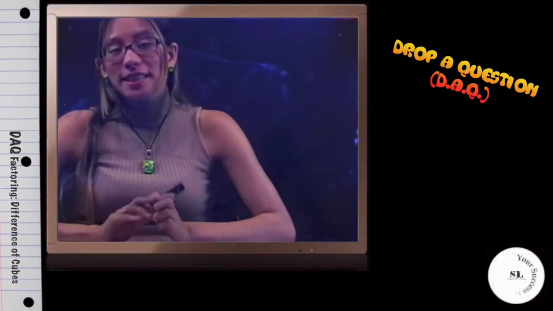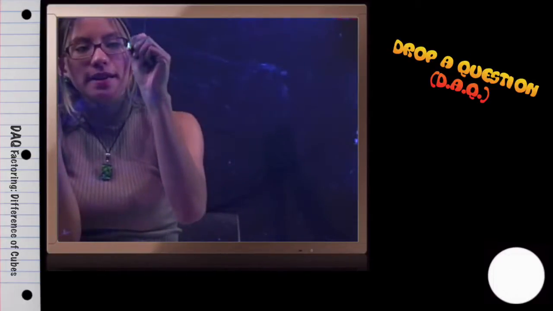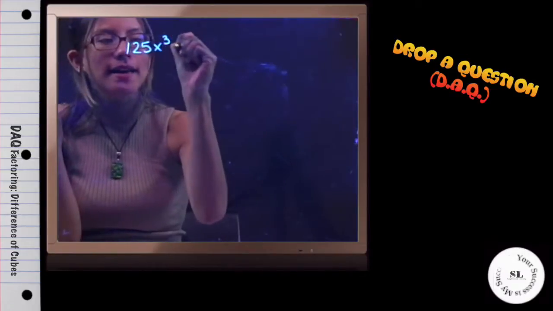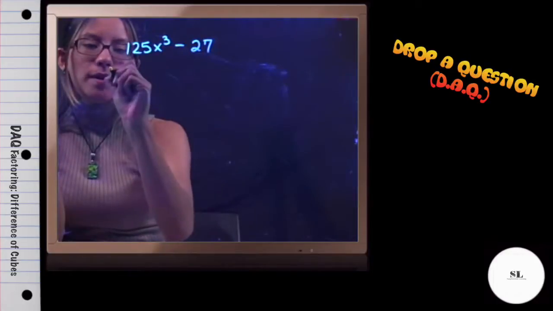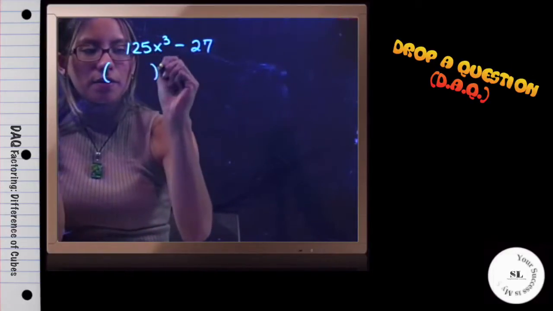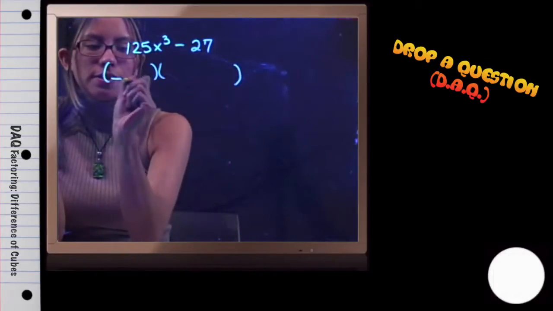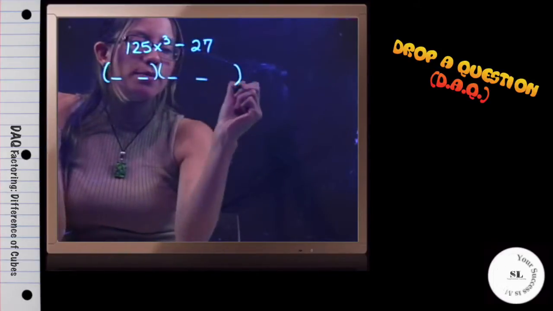And now we have a difference of cubes. So for the difference of cubes, we have the following example, 125x cubed minus 27. Remember that difference and sum of cubes will still be two groups, the second being larger than the first. The first group has two placeholders, and the second group has three placeholders.